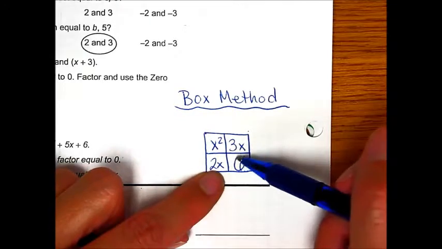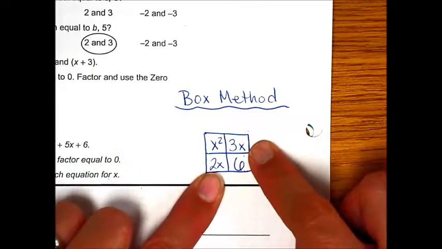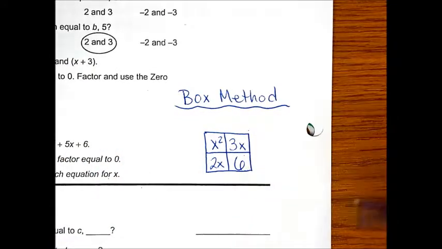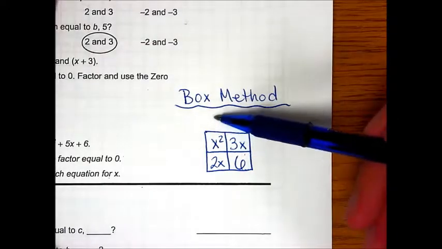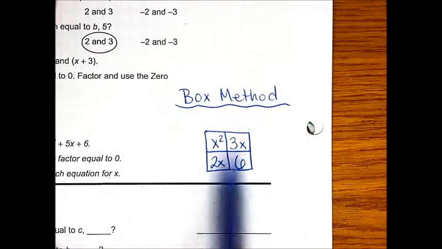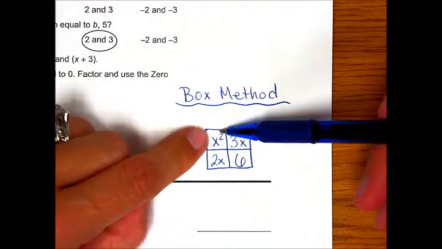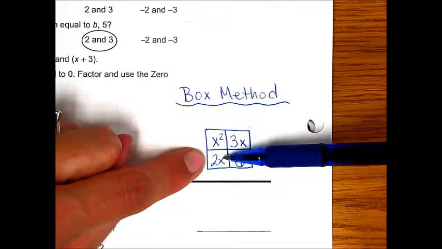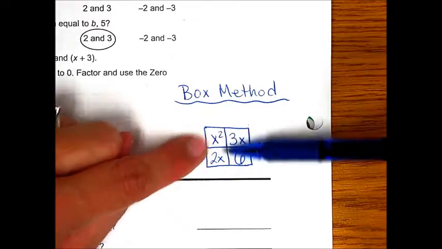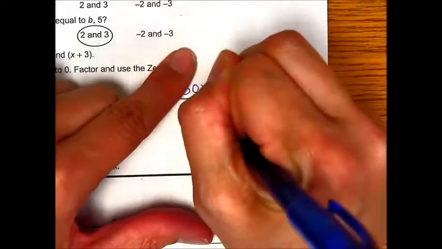They always get an x with them, so these two corners just always have an x. That's just part of it. And then what you do is you go through each column and through each row of the box, and you write down what factor they have in common. So in other words, what could they both be divided by? x squared and 2x both could be divided by x. x is their common factor.